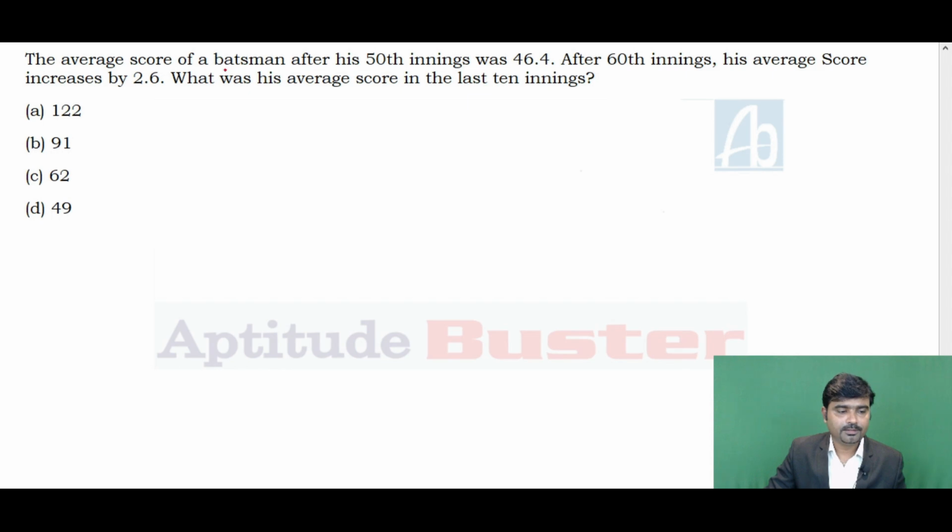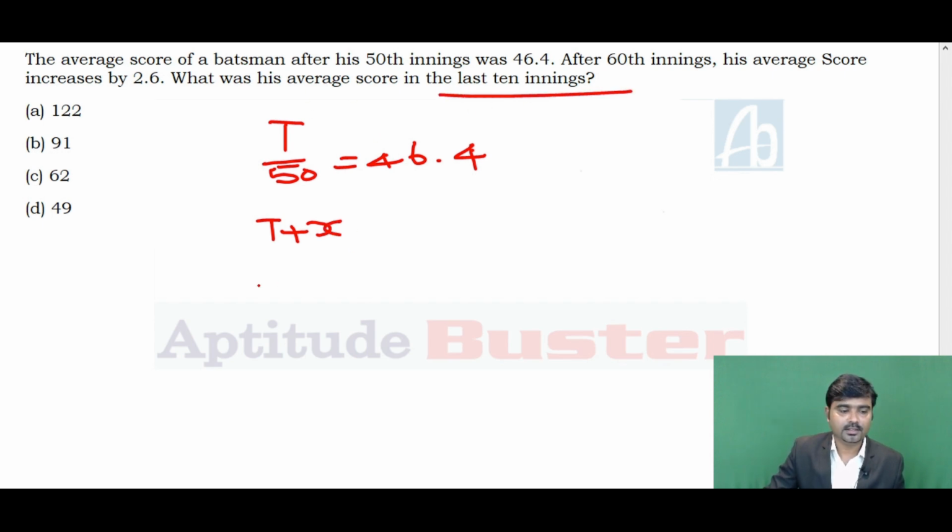The average score of a batsman after his 50th innings was 46.4. After the 60th innings, his average score increases by 2.6. What was his average score in the last 10 innings? T divided by 50 is equal to 46.4. Next, T plus X, where X is the total of the last 10 innings, divided by 60 is equal to 49. That's 2.6 more than the previous average.